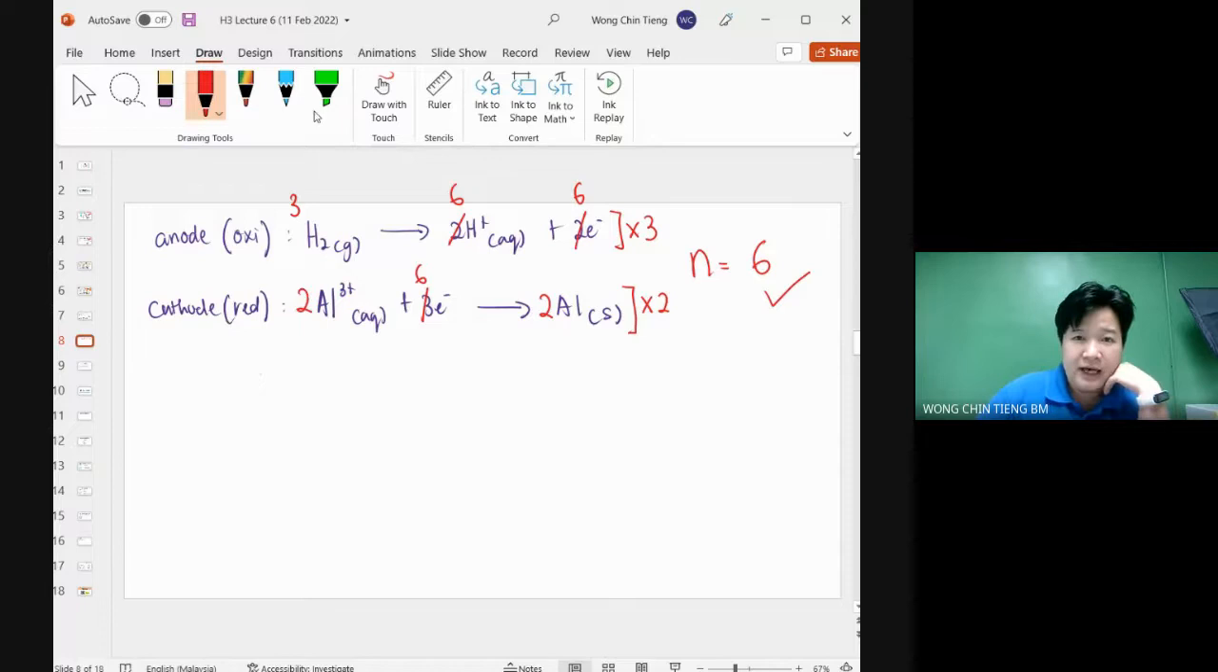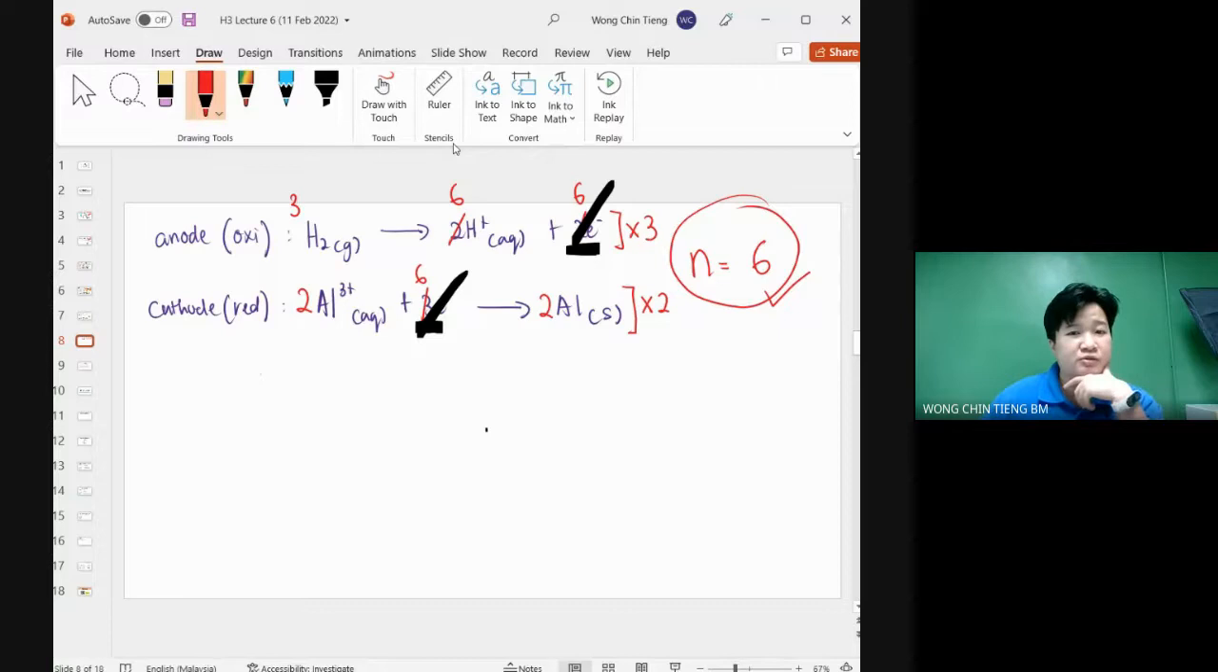Exactly as Afifah said, what we are going to do is make sure the electrons are the same, 6 electrons and 6 electrons. So we use 6 electrons to cancel them off. That is the example where your n right now will be 6. That's why I say n is not necessarily 2. Earlier was my mistake, I put n as 2 for everything. So here n will be 6 because we use 6 electrons to cancel off the electrons. That is what I mean by the n.